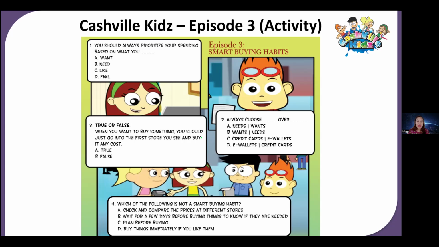Now I'm going to open this up for the students who have answered and won prizes. Who would like to try? Amelie, Ismail K, WL, or even Sufi. Which of the following is not a smart buying habit? You have 5 more seconds to grab this opportunity. Is it A, B, C, or D?